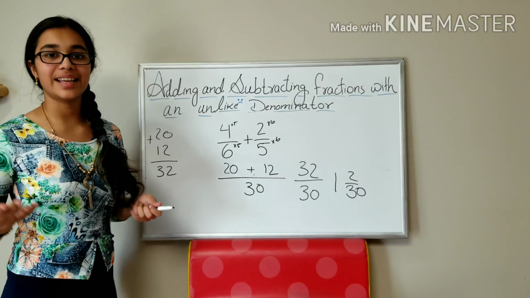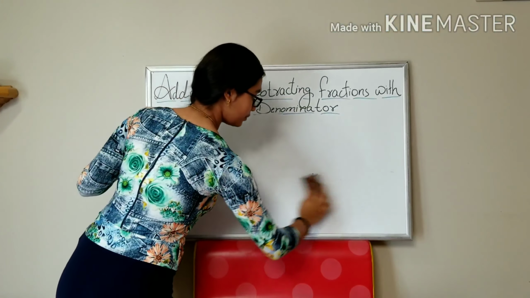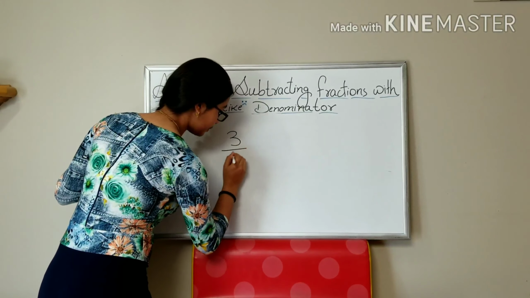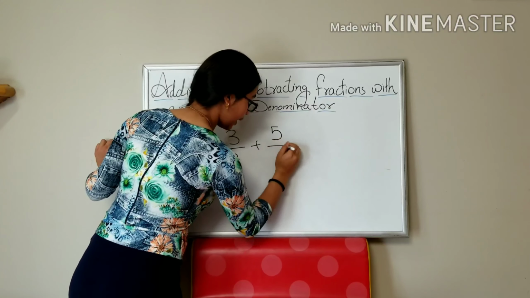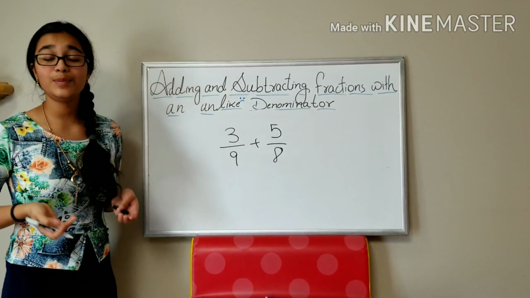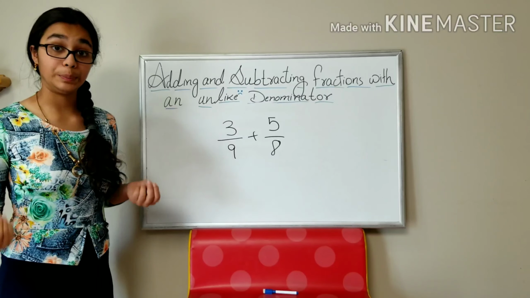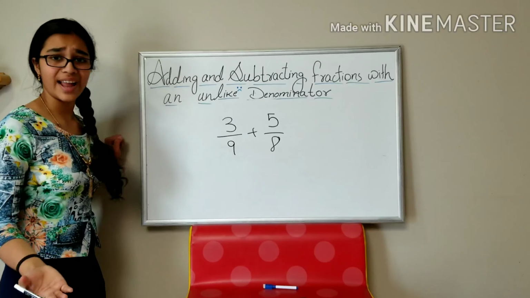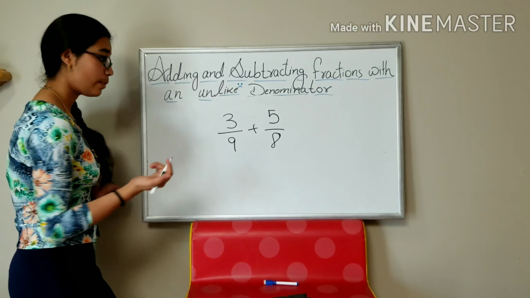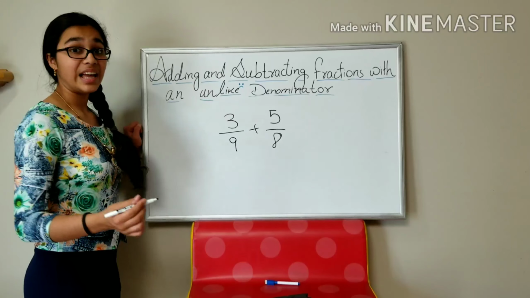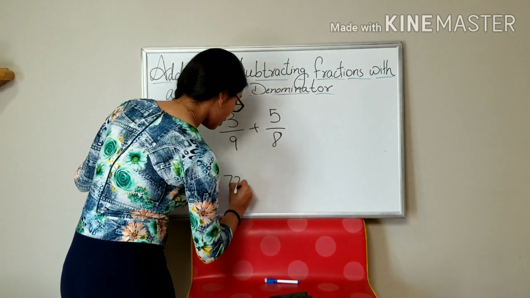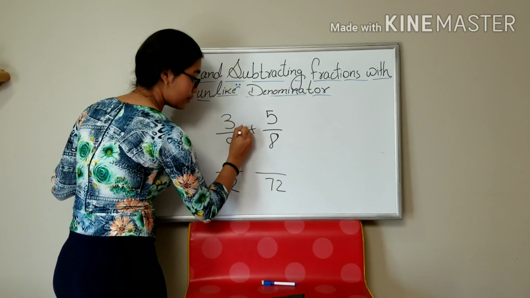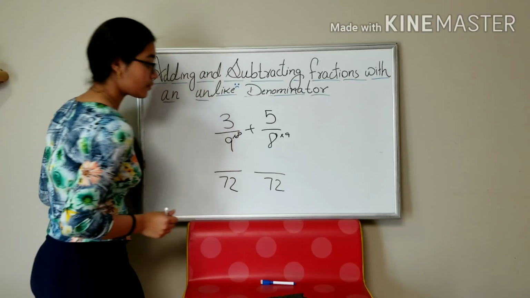Okay, moving on to the second example. Our second example is 3 over 9 plus 5 over 8. We're going to have to do the same step where we find a common denominator between both. An easy way to do that is to multiply both numbers just to find a number that comes in both times tables. 9 times 8 gives us 72. So both our denominators will be 72. This one times 8, and this one times 9.